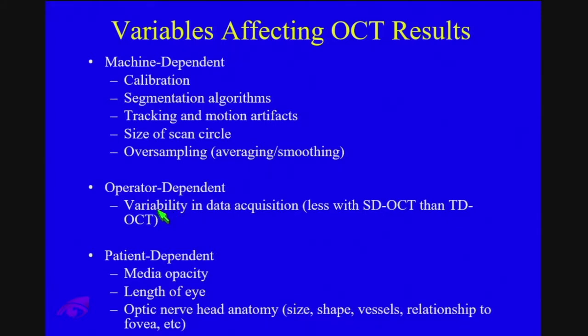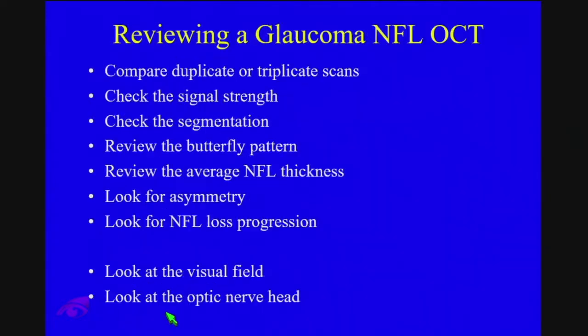Variability in your technicians. On the 4th floor in the glaucoma service, great optic nerve head OCTs. 1st floor retina service, I don't think they can find the optic nerve sometimes to get an OCT, and we don't get great signal strengths. Media opacities, length of the eye, optic nerve head anatomy can affect it.